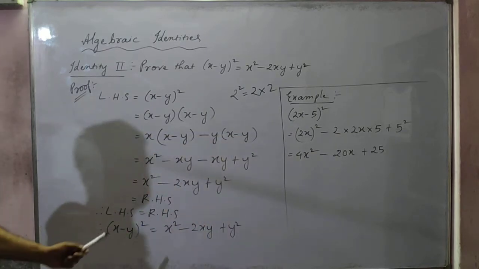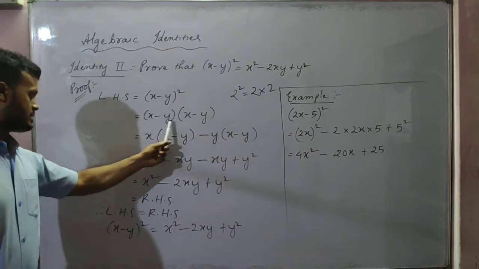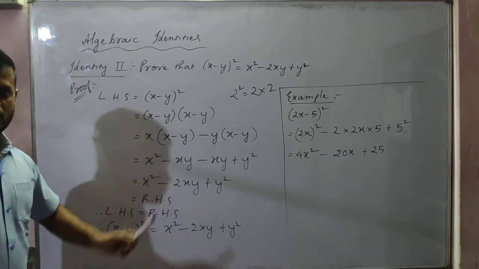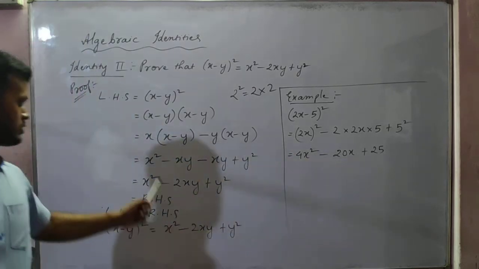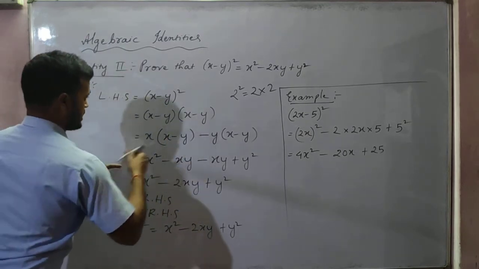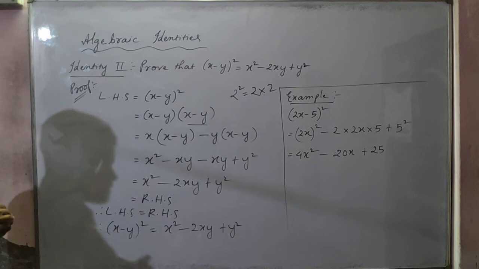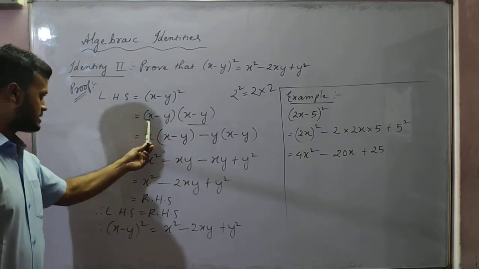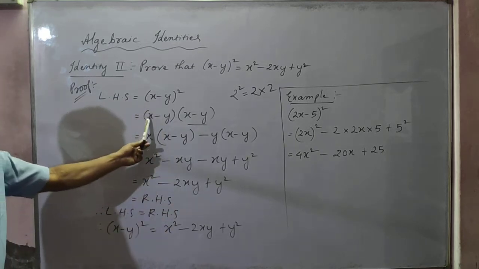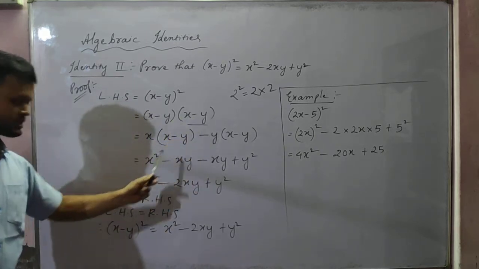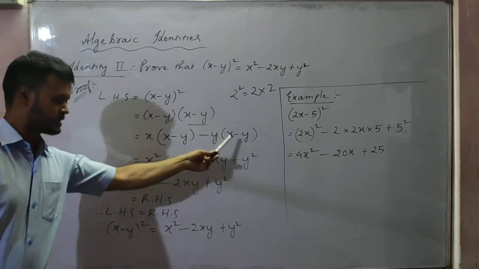So after that you see, students, x minus y into x minus y. So x is there and now we will use the distributive property. Along with this x we will multiply this full bracket. So x into x minus y, you multiply fully. After x what is there? Minus y. So x into x minus y minus y into x minus y.